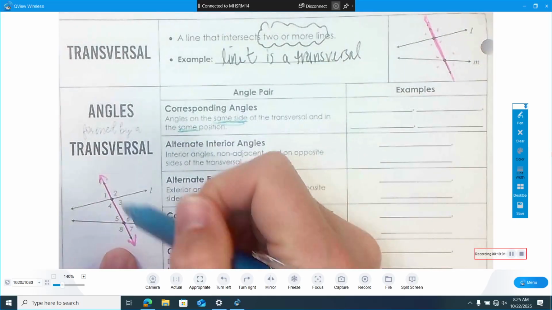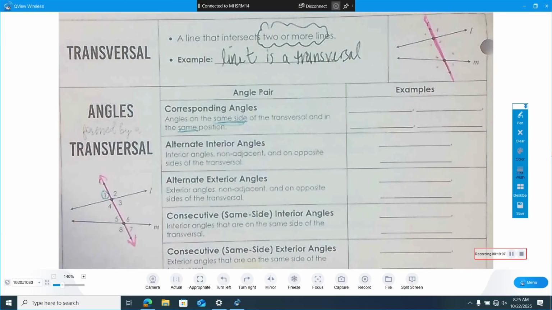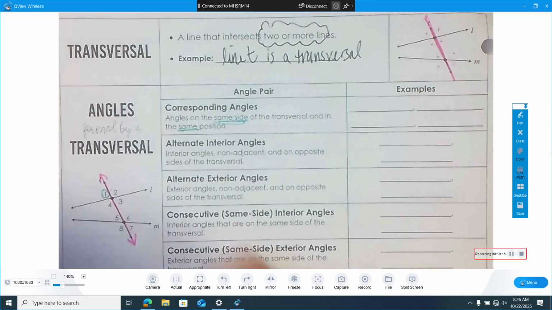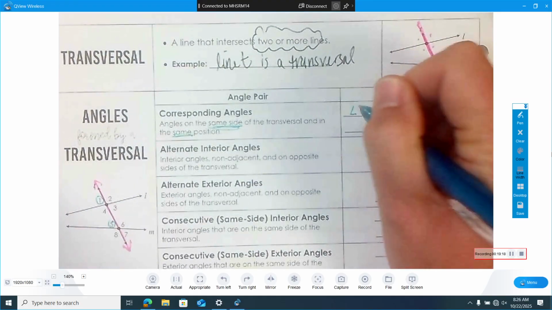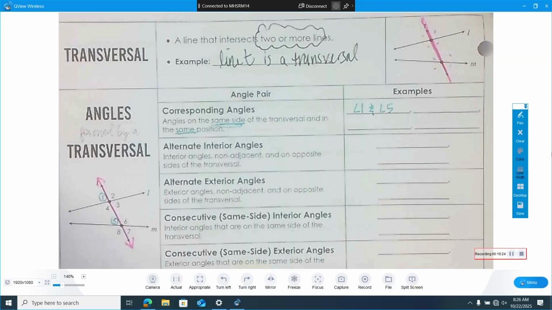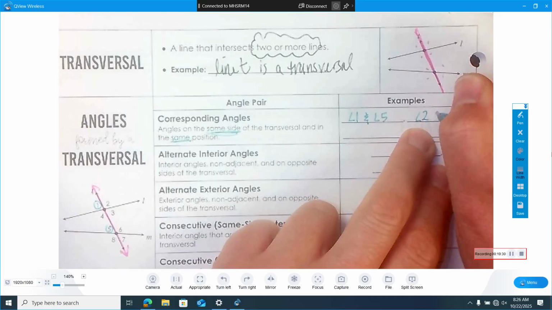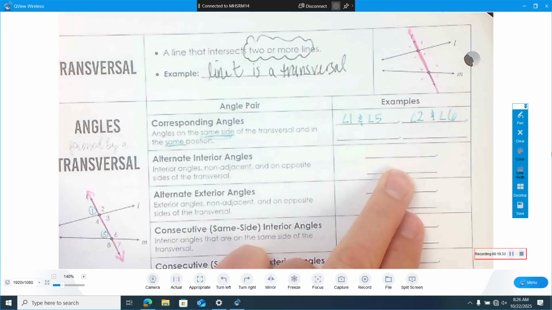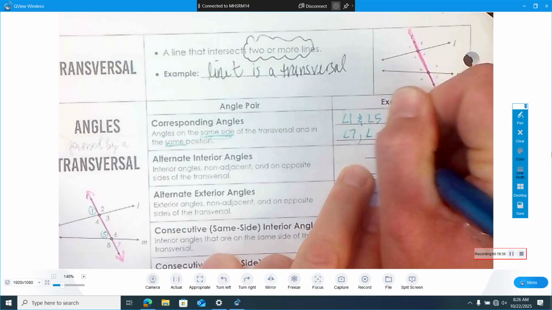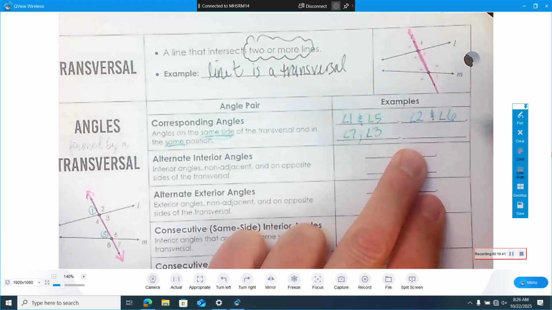So when you look at this transversal and you say, hey, angle 1 is in a similar position. Can you imagine that's sort of the upper left? Does that look like the upper left side to you? Okay, so where's another upper left side? Yeah, angle 5. So angle 1 and angle 5 would be called corresponding angles. Now, there's tons of them. So give me some more corresponding angles. 2 and 6, angle 2 and angle 6. Give me some more. 7 and 3, angle 7 and angle 3 are corresponding. And 8 and 4.